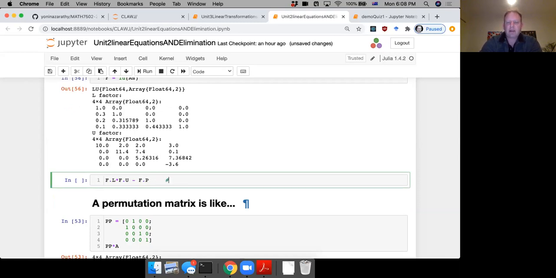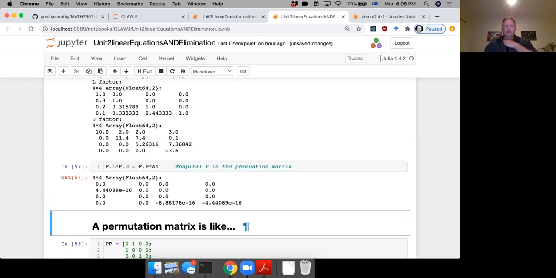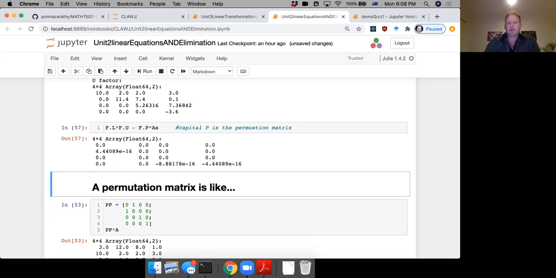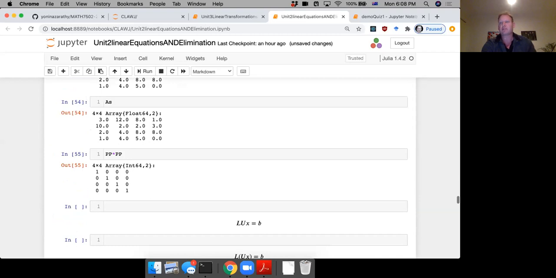Capital P is a permutation matrix times AS. This is a permutation of AS. And this is going to be zero. So that's PA equals LU. You don't worry too much about the permutation, so treat this as kind of beyond the material. That's if you had row exchanges.